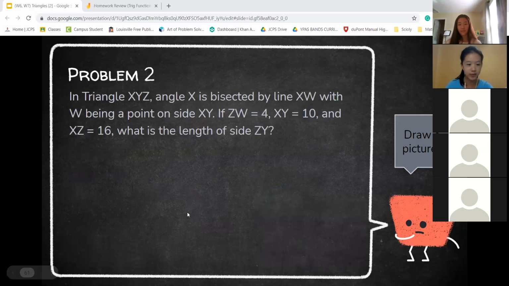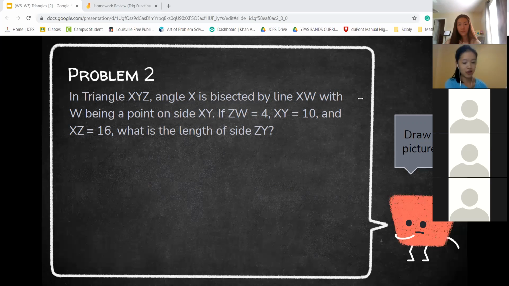Okay, for the second problem, in triangle XYZ, angle X is bisected by line XW, with W being a point on side XY. If ZW equals 4, XY equals 10, and XZ equals 16, what's the length of side ZY?